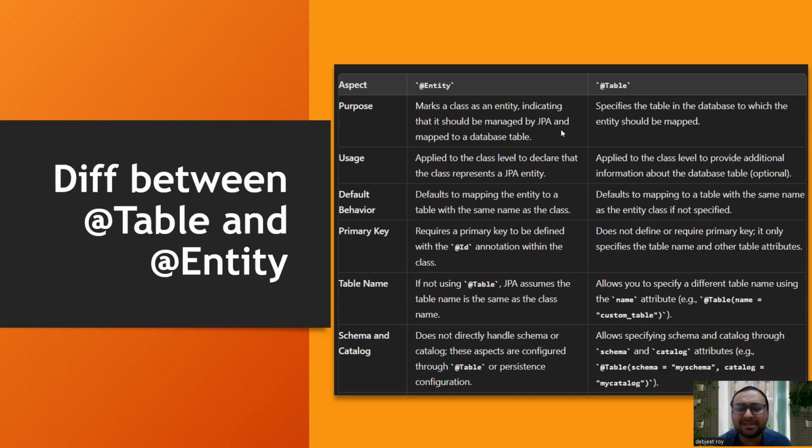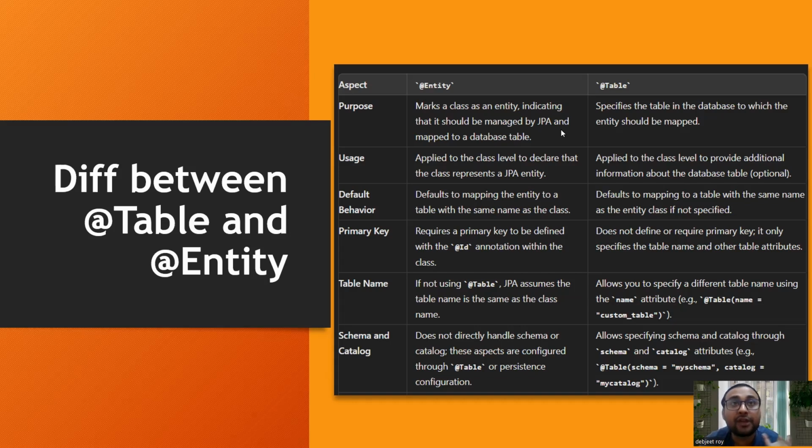So @Table is used if you want to specifically provide a table name. If you write @Entity and do not write @Table, then the database table name will be defined with the class name which you have defined in your Java. But if you write @Table and provide the table name, it will create the table based on what you have manually given there. It's a customized table. So if you want to customize the table name, you can go with @Table, and if you want to keep your table names the same as your Java class name, you can remove @Table. Basically, it's optional to write.